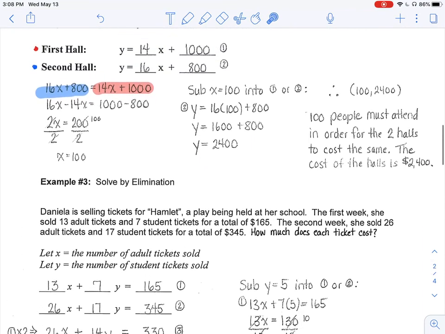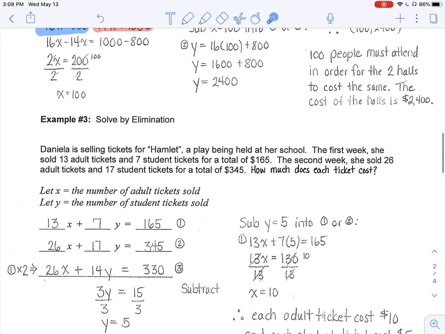Third example, solved by elimination. So Daniela is selling tickets for Hamlet, a play being held at her school. The first week, she sold 13 adult tickets and 7 student tickets for a total of $165. The second week, she sold 26 adult tickets and 17 student tickets for a total of $345. How much does each ticket cost?